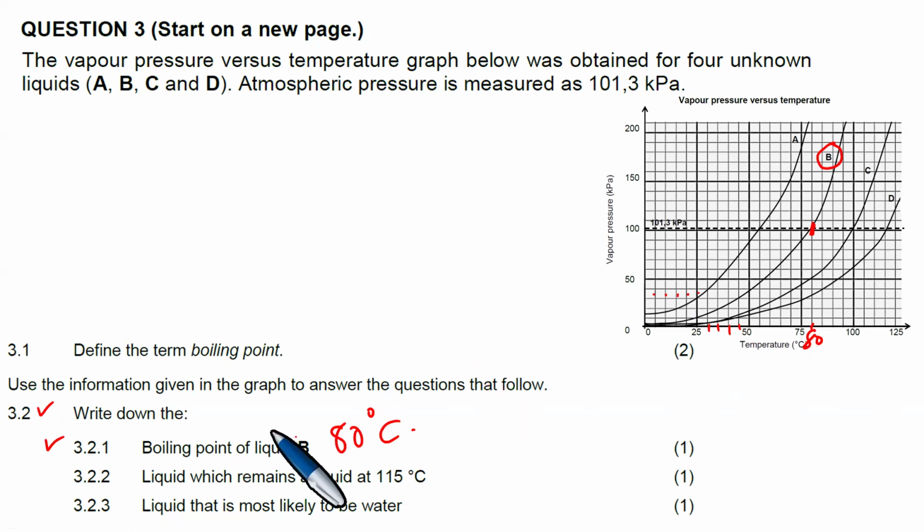Next question. Make sure you understand how to read the vapor pressure graph, because it's going to be there in your exam. Okay, next question.